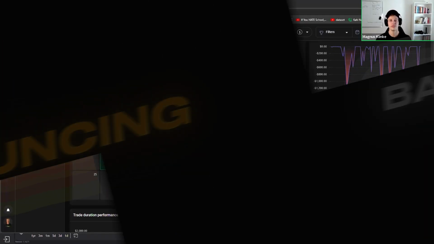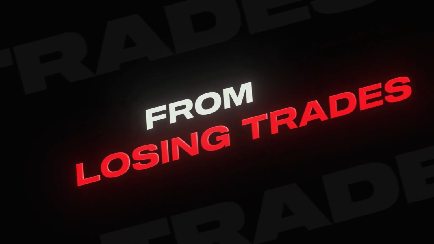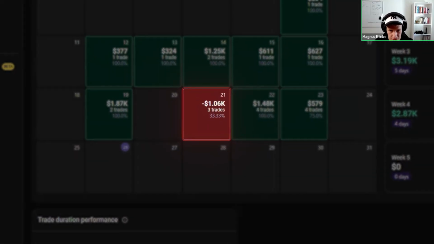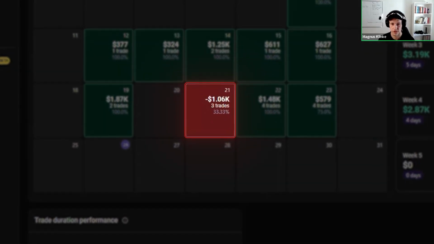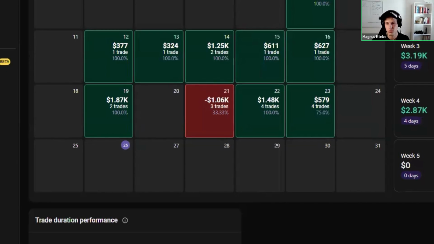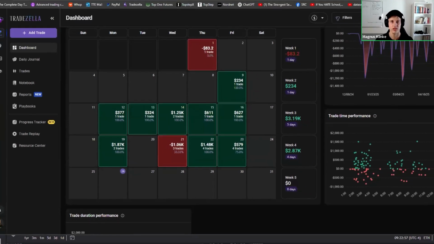Today we're gonna talk about bouncing back from losing trades, basically resetting after a red day. And I've had a red day here, as you can see, the 21st of May. Had a trade on about 2 accounts. Total loss was like 1K here. So how do we really bounce back from these losses?